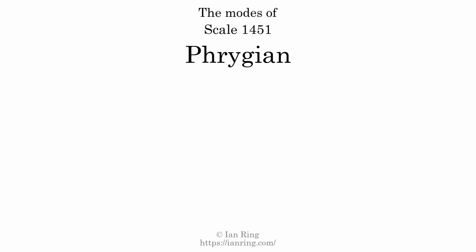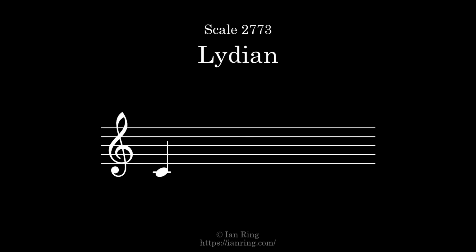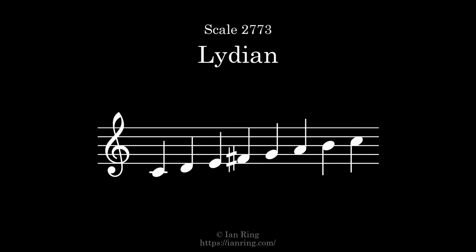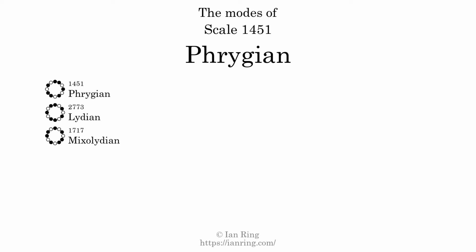This scale has 7 modes. The first mode is itself. The second mode is scale 2773, also known as Lydian. It sounds like this. The third mode is scale 1717, also known as Mixolydian. It sounds like this.